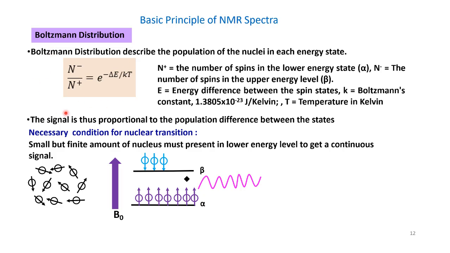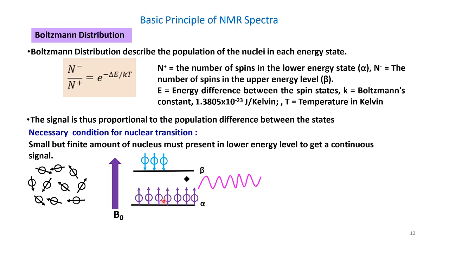So that we can calculate using the Boltzmann distribution, and this describes the population of the nuclei in each state, in the lower energy state and in the upper energy state. So with the help of the Boltzmann distribution, we can calculate the population. So the signal is proportional to the population difference between the states. And so the necessary condition for nuclear transition is that a small but finite amount of nuclei must be present in the lower energy level to get a continuous signal.